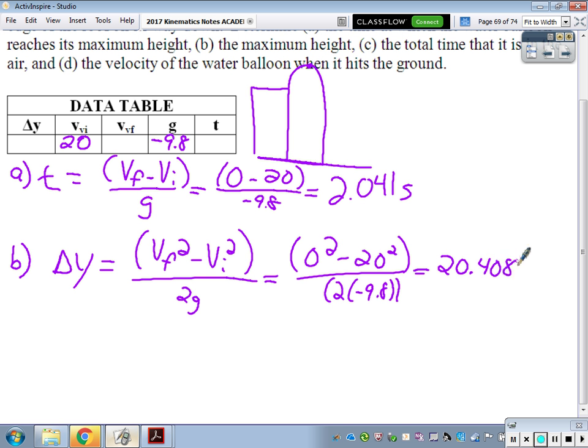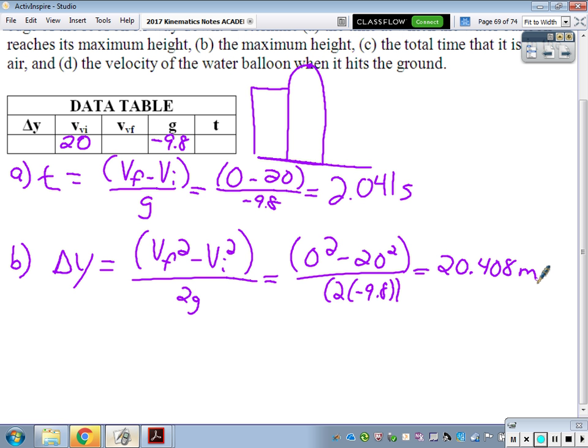20.408 meters. Quick question. Is that the height? Maeve says no. What is it, Maeve? You have to add 50. Absolutely. Because what is the 20.408? That's the height from the building. Good. That is the height from launch point up to maximum height.